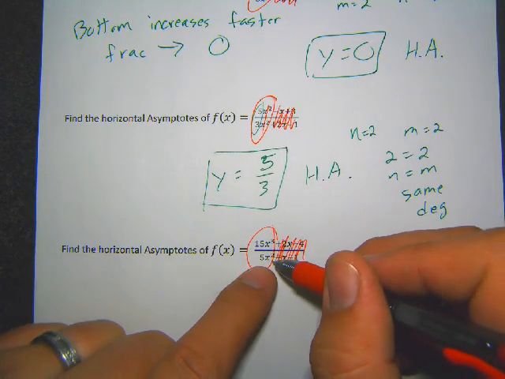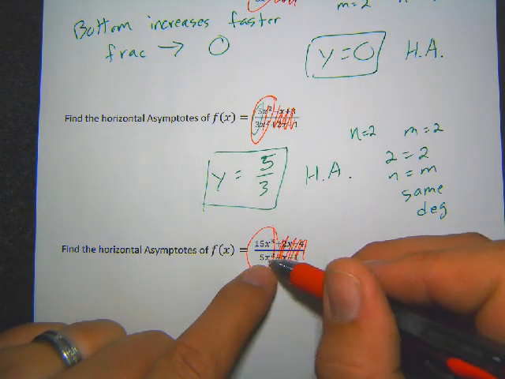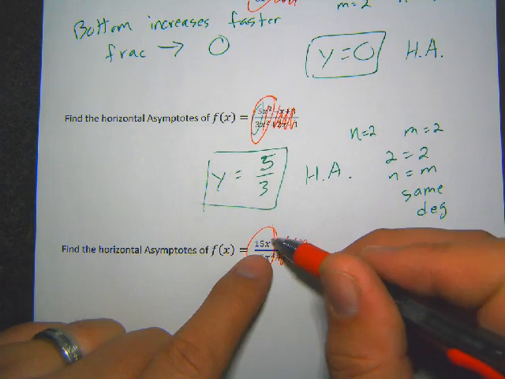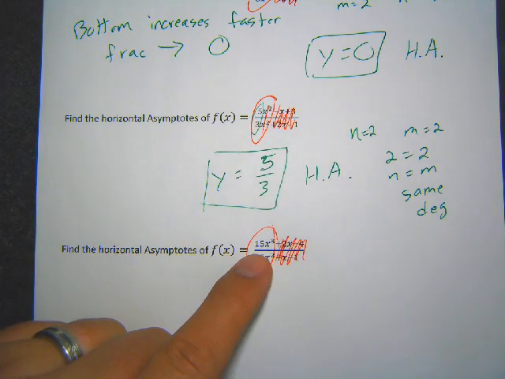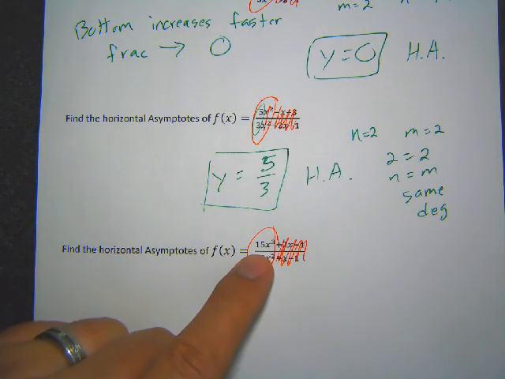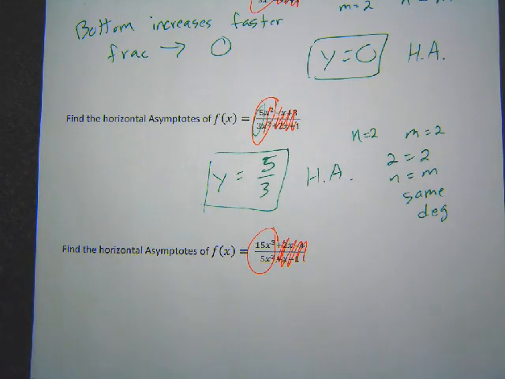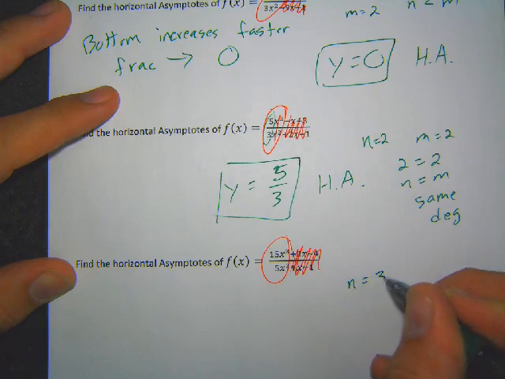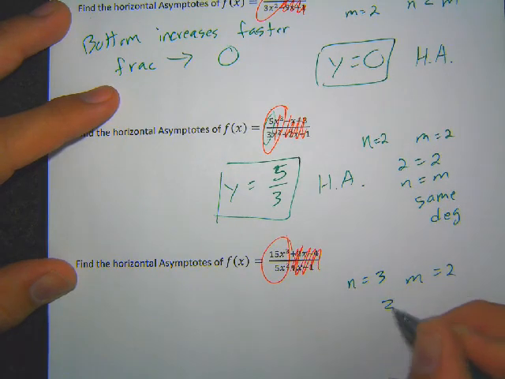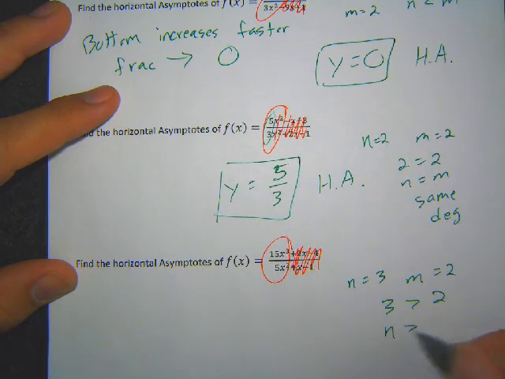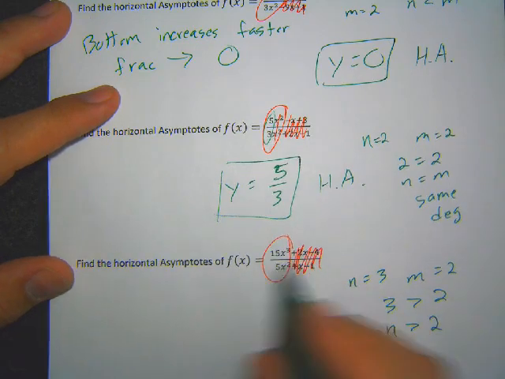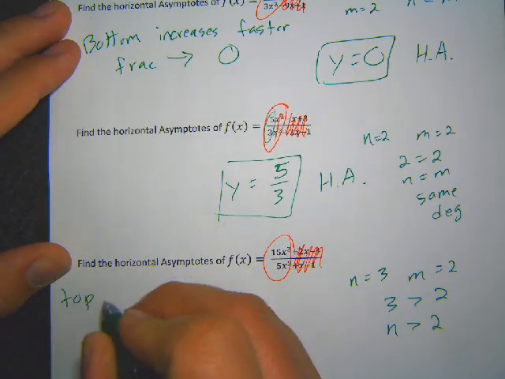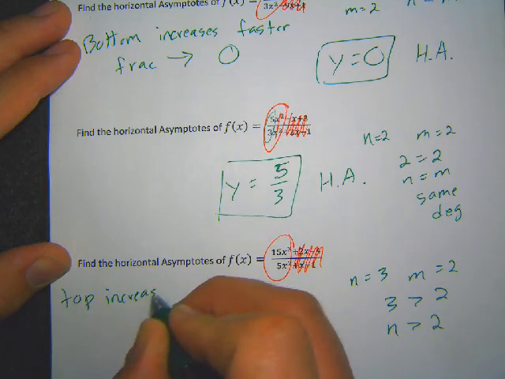Because again, the bottom, if I have 1,000, this is 1,000 squared, so thousands of thousands. But the top is thousands cubed. So it's thousands times thousands times thousands, which is much bigger. As you get to millions, you have millions and millions and millions. So the top is getting bigger faster. So in this case, when the degree on top is bigger, so n is 3 and m is 2, and 3 is bigger than 2, so the top is bigger than the bottom. In this case, the top is increasing faster.